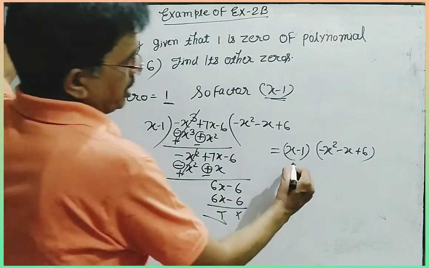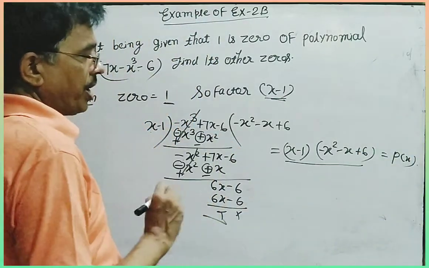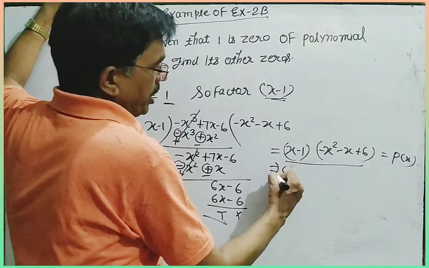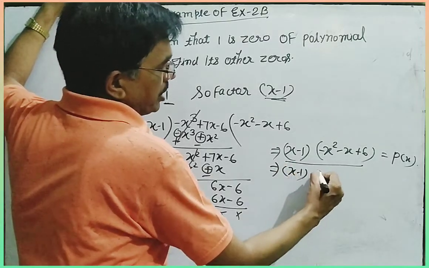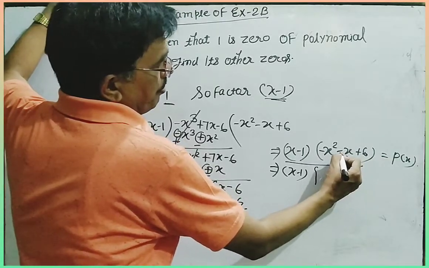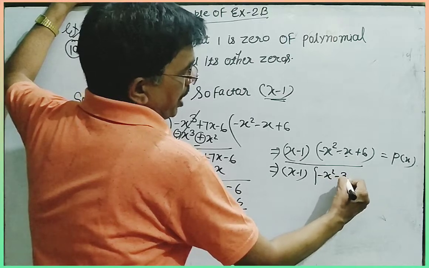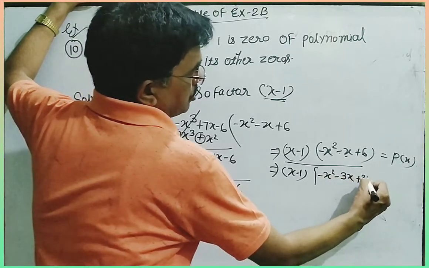Now this is the product, which means your polynomial p(x). So you find the other zeros with the help of factorization. So we write here x minus 1 and factorize it. 6 is multiplied and we get 1, so you write minus x square minus 3x plus 2x.